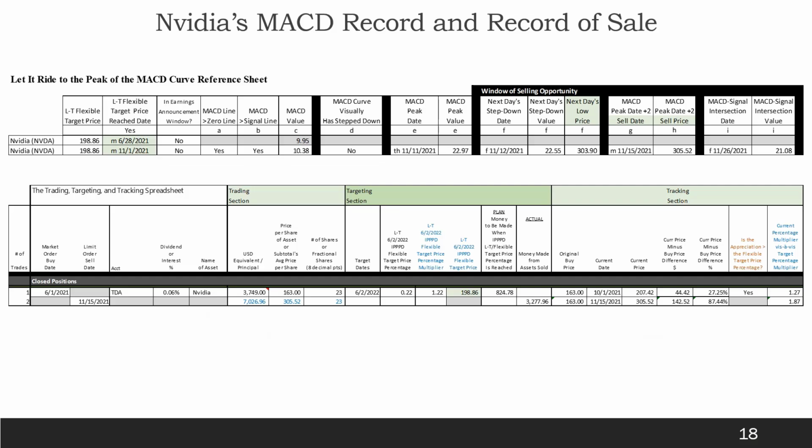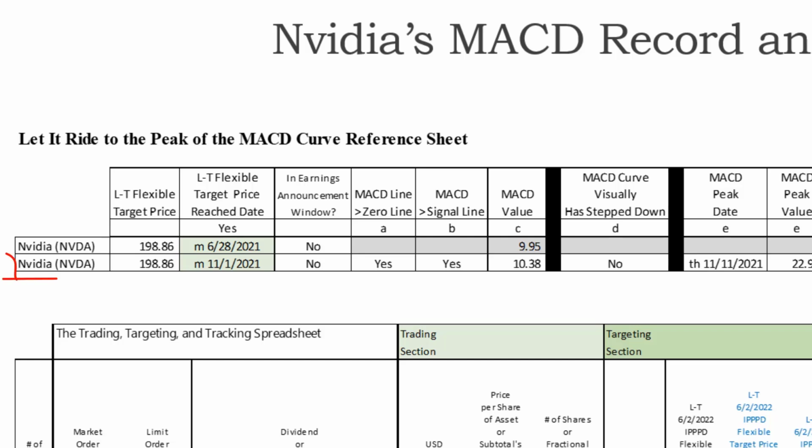Fifth month, November 1st. When we check, we see that the MACD curve is positive. It is above the signal line and the price is above the flexible target appreciation price. This new long-term flexible target price reached date is added on a second row. Now we can ride the MACD curve to its peak.